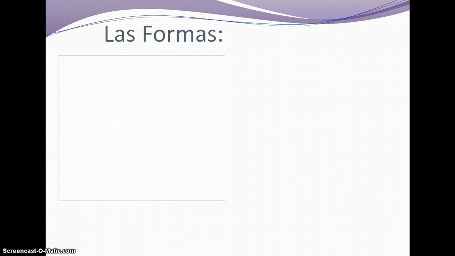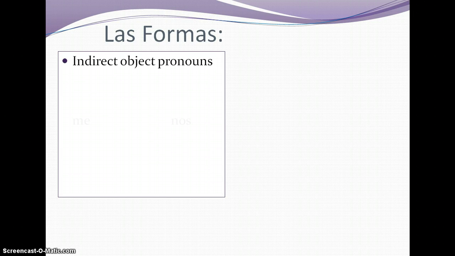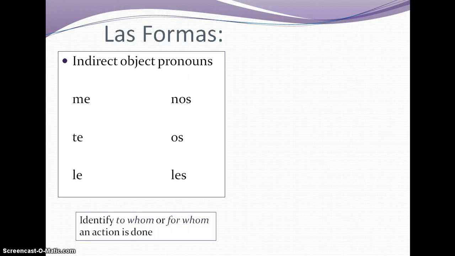And we're going to start with our indirect object pronouns. So they are as follows: me, te, le, nos, os, and les. And remember, our indirect object pronouns would identify the to whom or for whom an action is done.